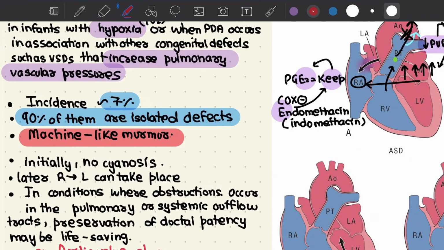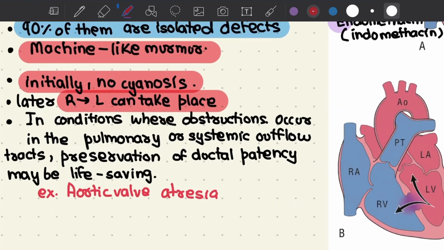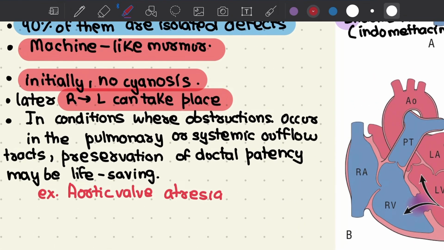So initially, being a left to right shunt, there will be no cyanosis, but later a right to left shunt can take place. In conditions where obstructions occur in the pulmonary or the systemic outflow tract, preservation of the ductal patency may be life-saving.